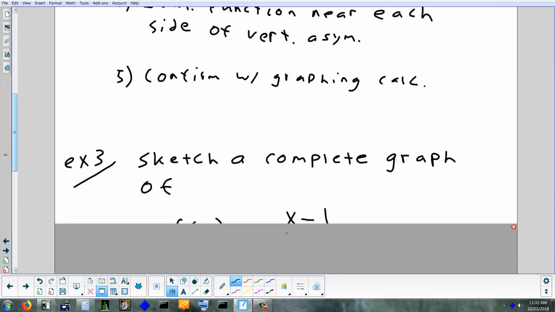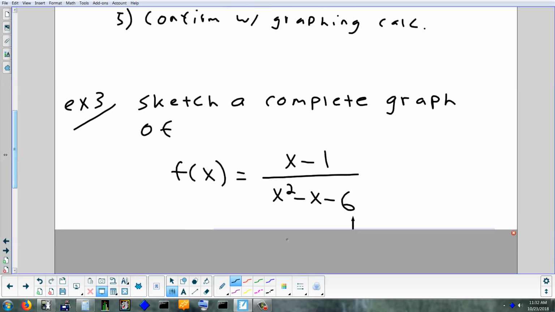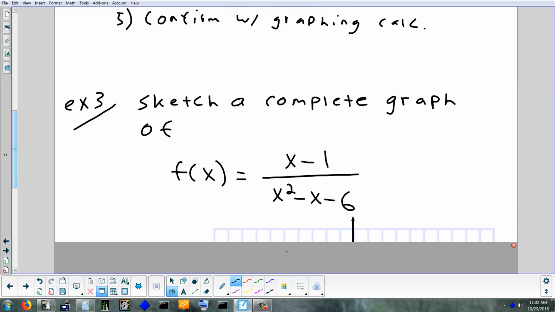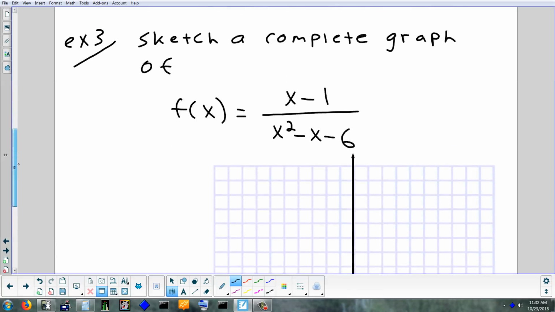Okay, so let's see if we can sketch that by hand. Okay, I like to do the end behavior, horizontal and vertical asymptotes first. I'll check the x and y intercepts after. But let's do the asymptotes first. So let's start with our vertical asymptotes.